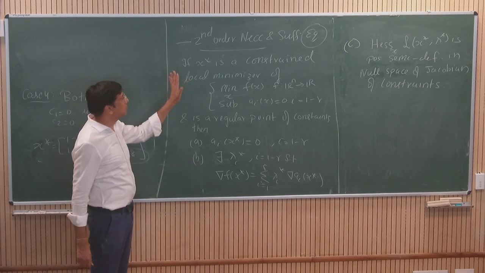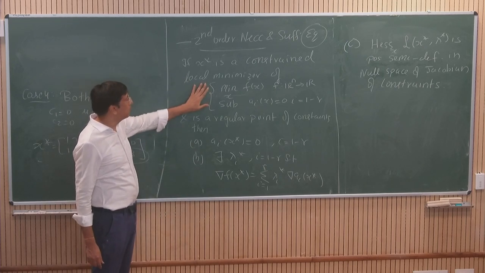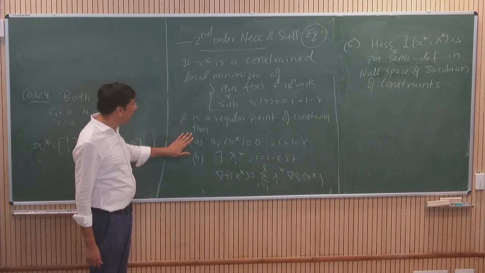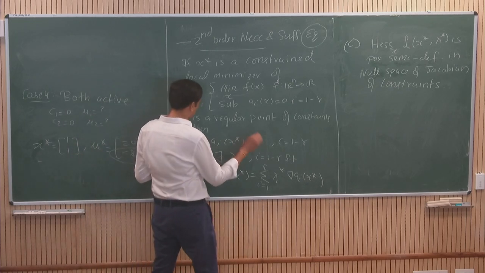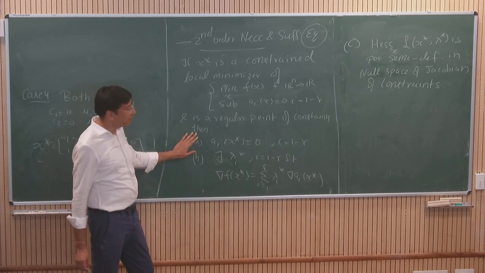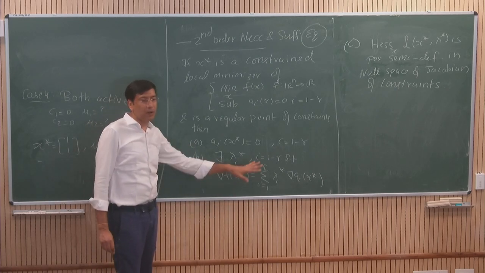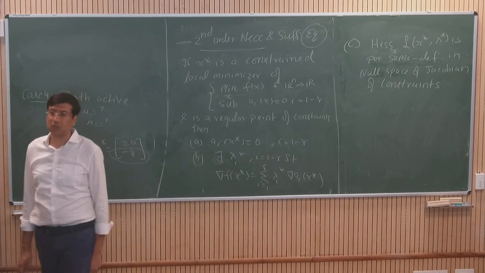If x star is a constrained local minimizer of this optimization problem and is a regular point of the constraints, then it should be feasible at x star, and there is the Lagrange multiplier condition that the gradient of the function is a linear combination of the gradients of the constraints.